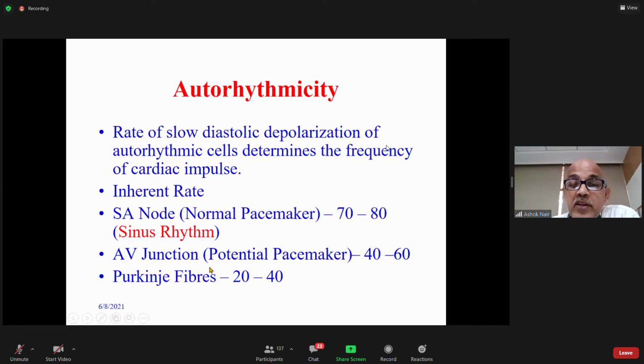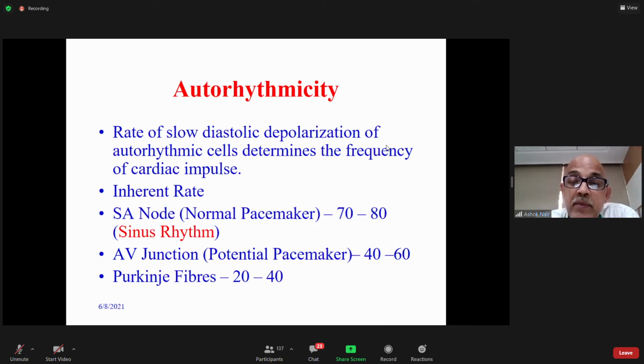The AV junction can also act as a potential pacemaker. Normally, when the heart is contracting at the rate of the SA node, the rhythm we call sinus rhythm. If there's an exit block, or a block before the AV junction, and the impulses are not reaching the ventricle, the AV junction can act as a pacemaker. So the ventricles can start contracting at the rate of the AV node.